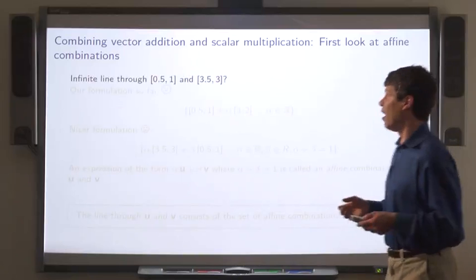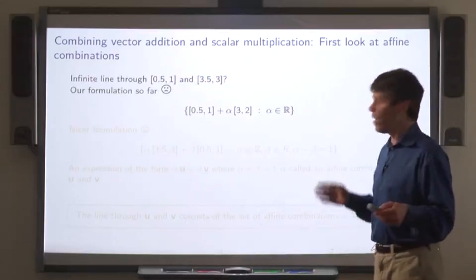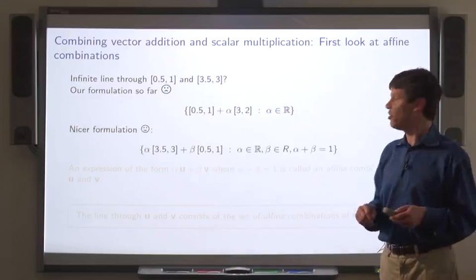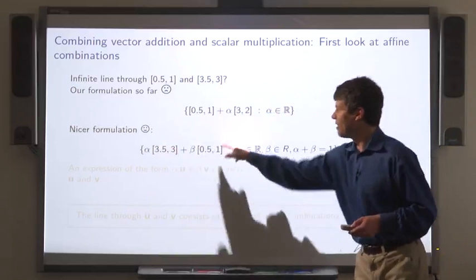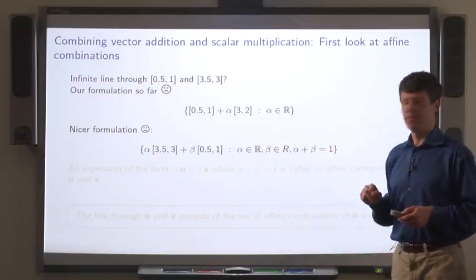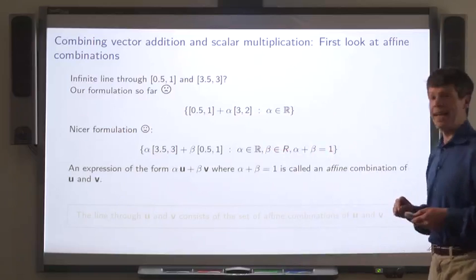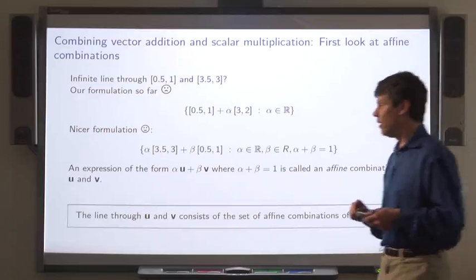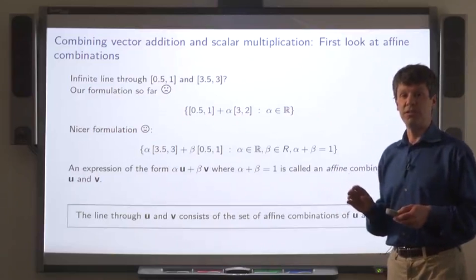What about the infinite line through two given points? We had a formulation which is not so great. It's not symmetric between the 2 points. But we can get a nicer formulation in this way. Alpha times one point plus beta times the other for all alpha and beta that sum to 1. An expression of this form is called an affine combination of the two vectors u and v. And we see that the line through u and v consists of all affine combinations of u and v.